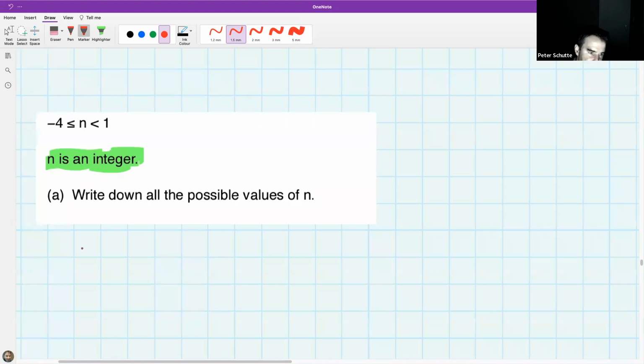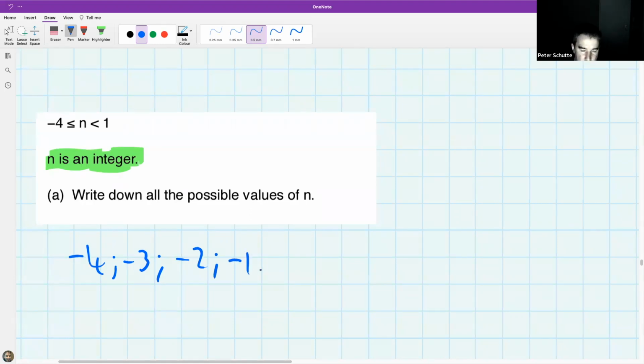Okay, so what do we have here? -4 is the first one, then -3, -2, -1, 0. Now, why is 1 not included?